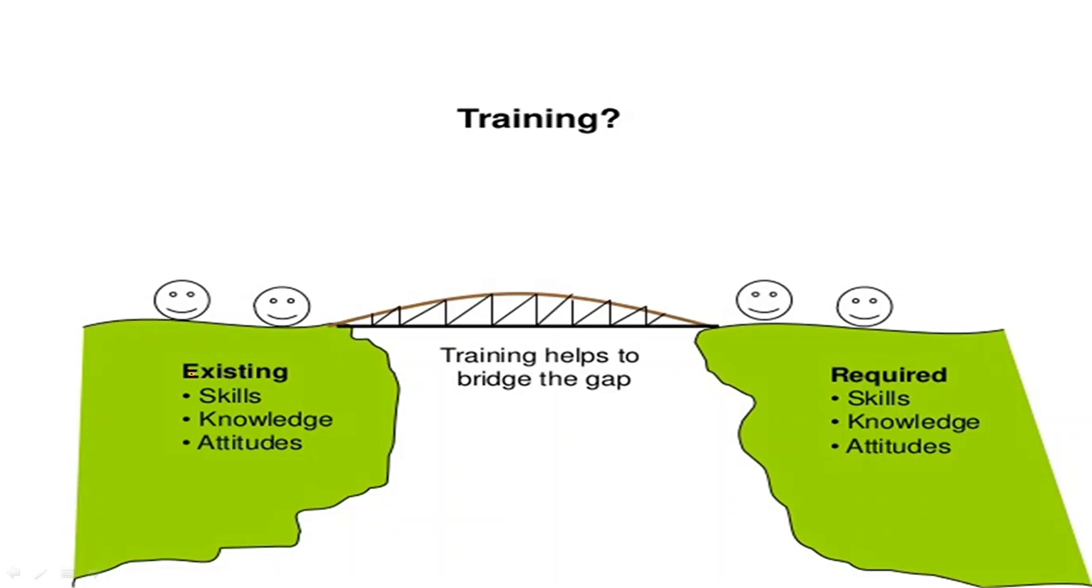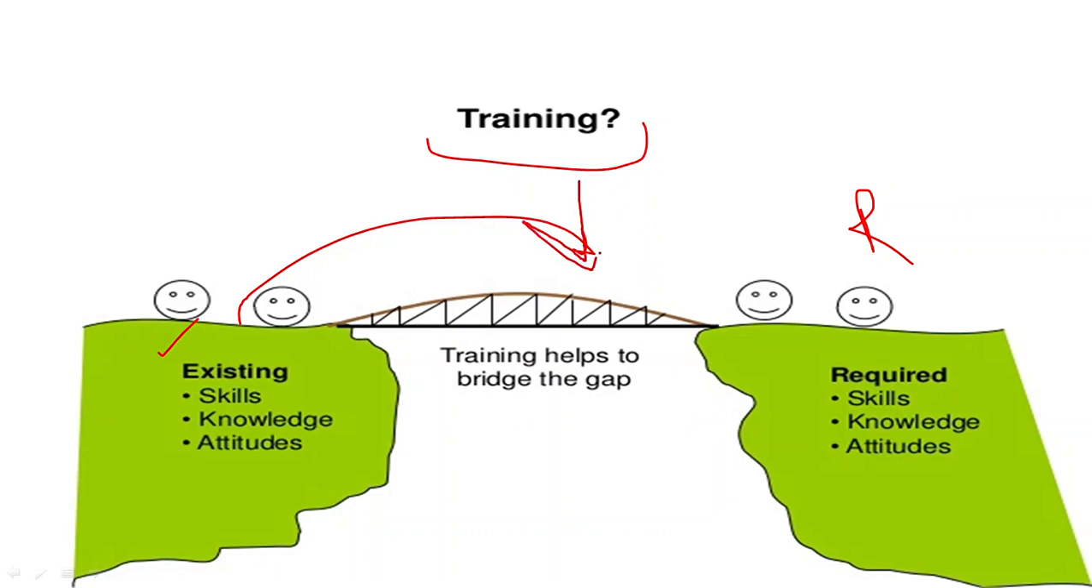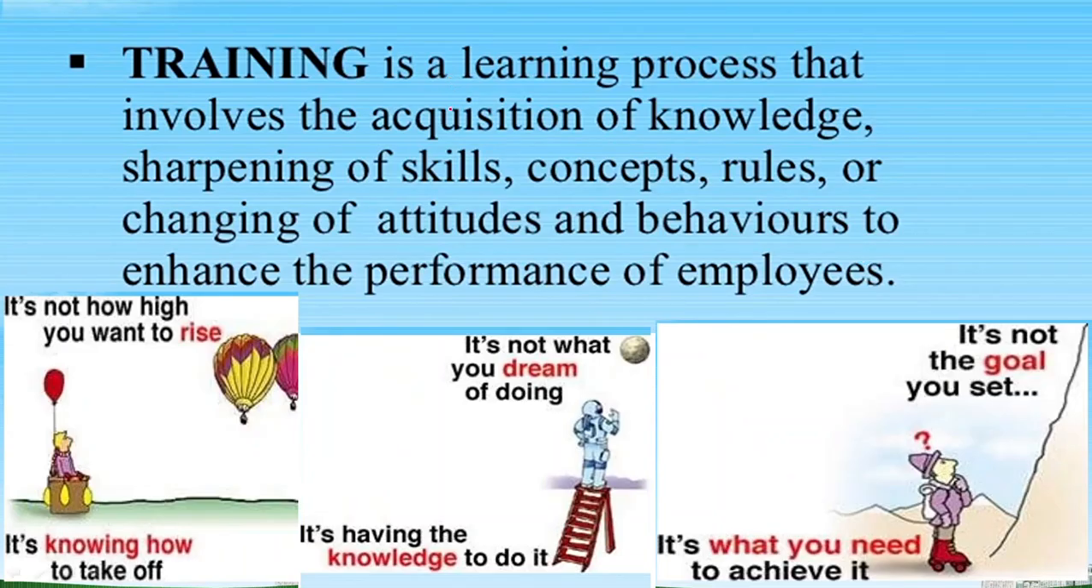Then comes the training. After selecting a person, you need to train them, that is, whatever existing skills, knowledge or attitude he has, you move them into what you require: what skill set, what knowledge, and what attitude the employee should have. So for that you train them, and training helps to bridge the gap between what is existing in the person and what you require. So training is a learning process.